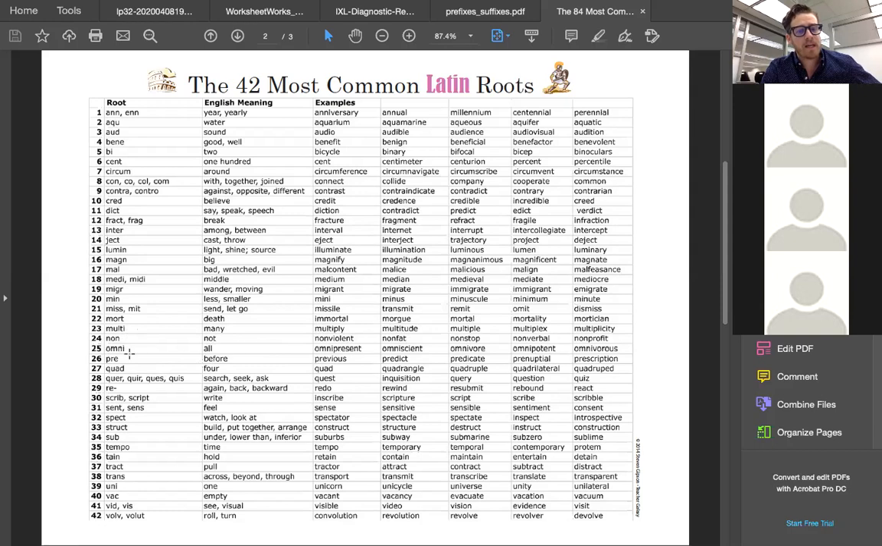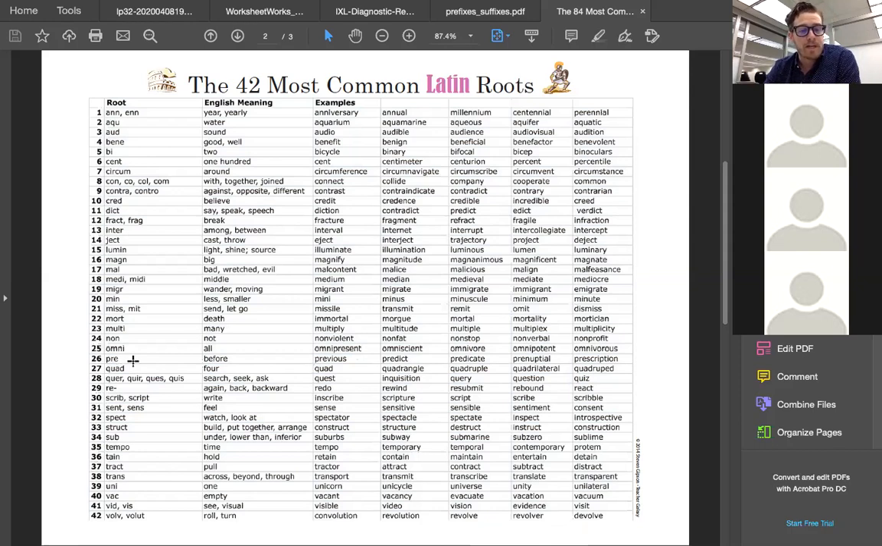Okay. Omni is what we call the God prefix. That means all. So omnipresent is somebody who can be everywhere. Omniscient is somebody who knows everything. An omnivore is somebody who eats everything, whether it's meat or plants. A carnivore is somebody who specifically eats meat. An omnivore will eat both. Omnipotent means you are all powerful. There's nothing you can't do.